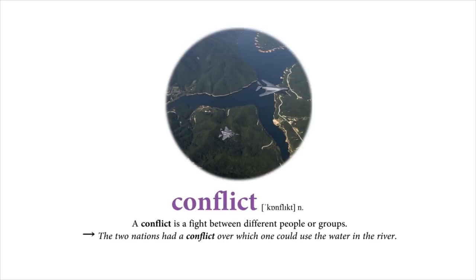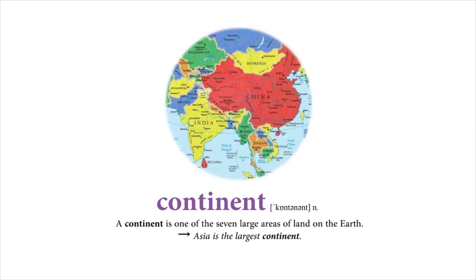Conflict. A conflict is a fight between different people or groups. The 2 nations had a conflict over which one could use the water in the river. Continent. A continent is one of the 7 large areas of land on the earth. Asia is the largest continent.